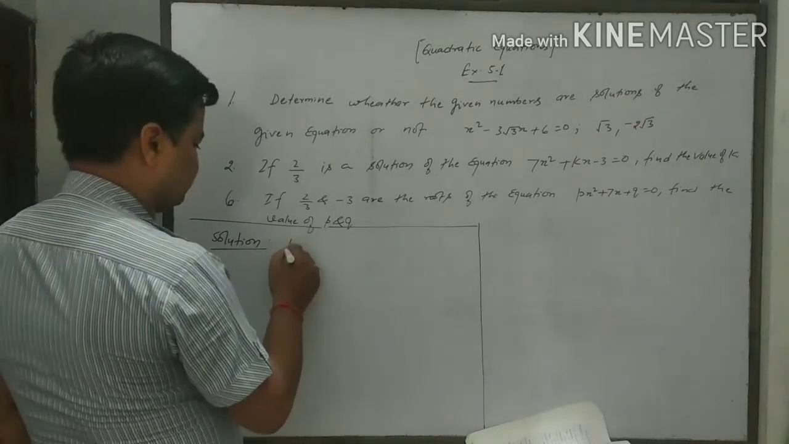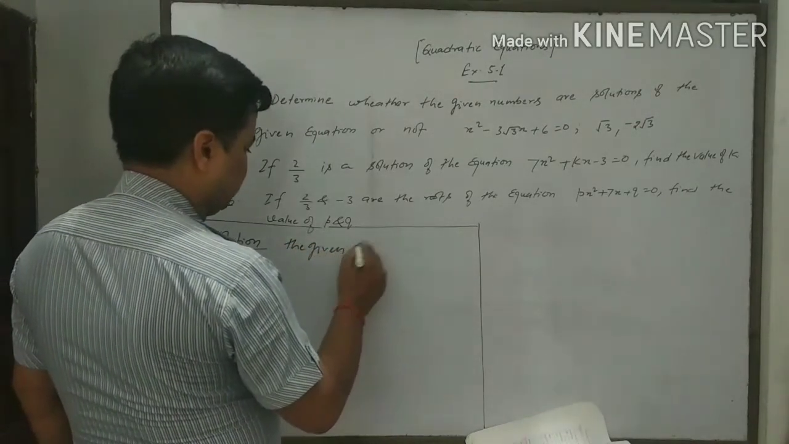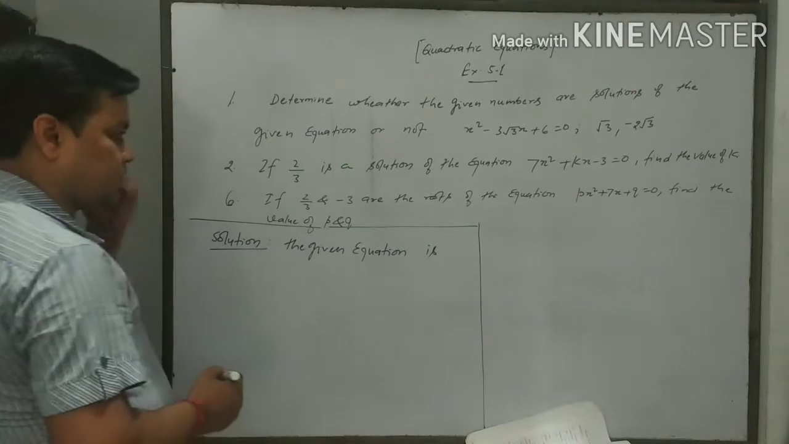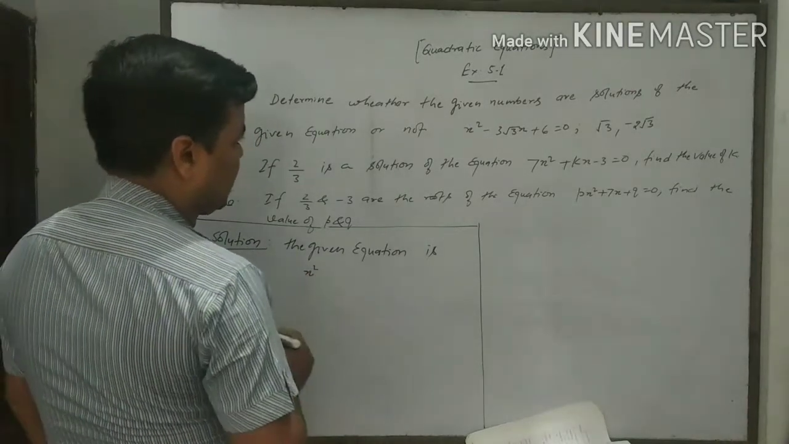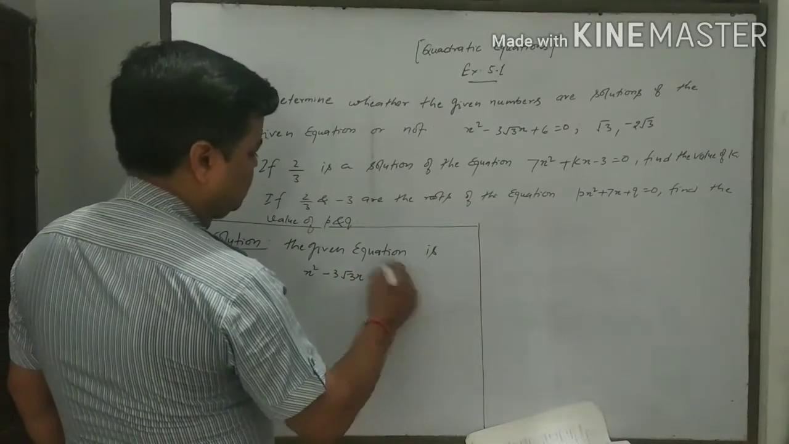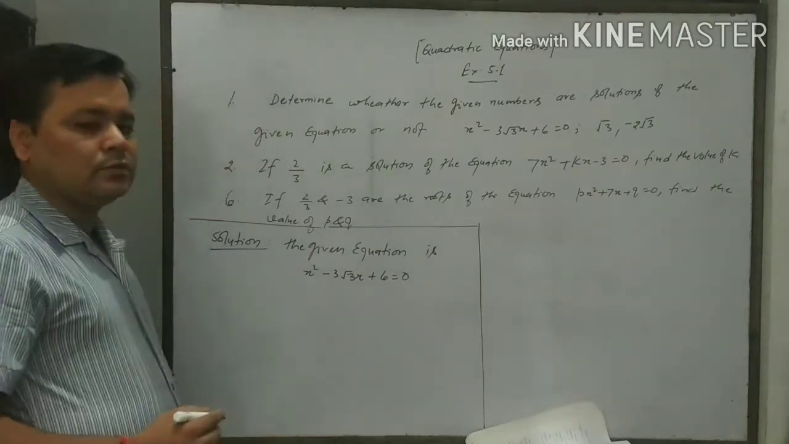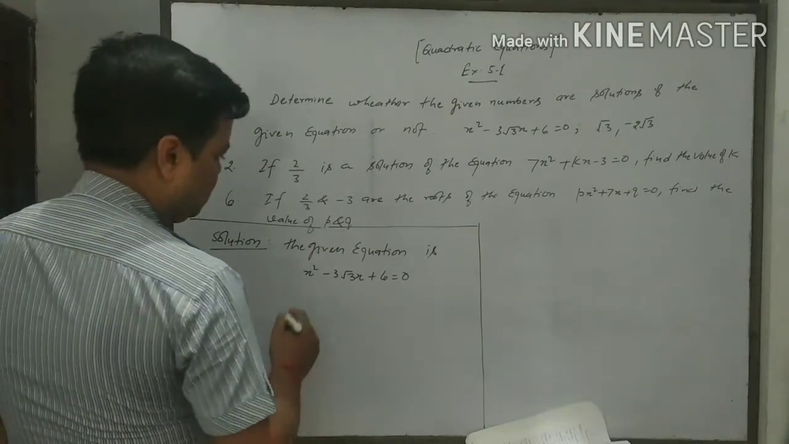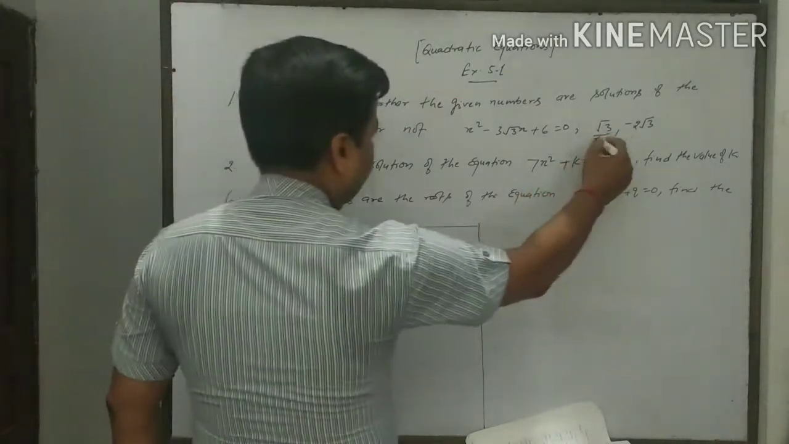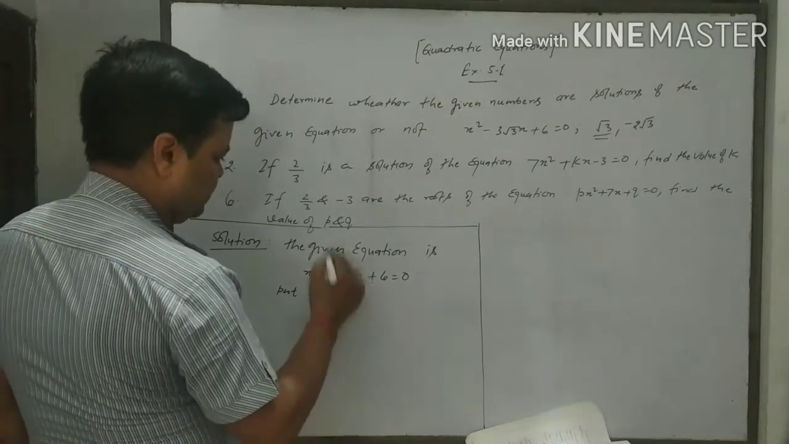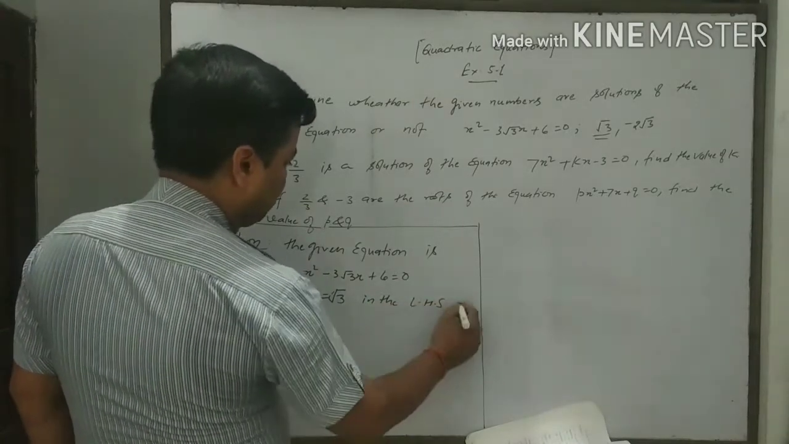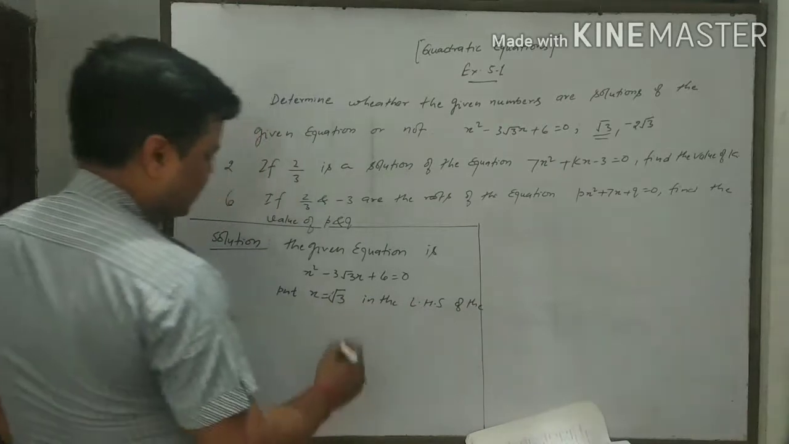The given equation is, what is the given equation? x square minus 3 root 3x plus 6 is equal to 0. Okay, this is the given expression. Now put x is equal to root 3 in the left hand side of the given equation.